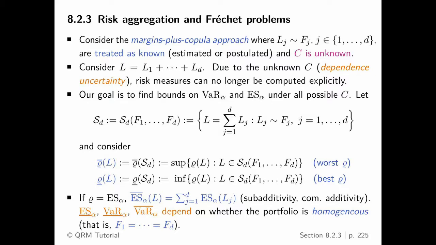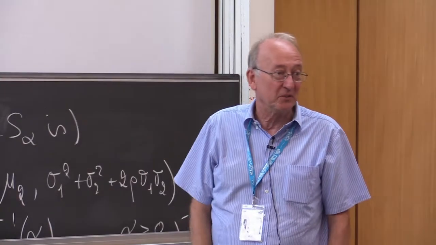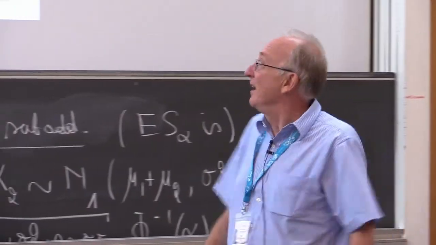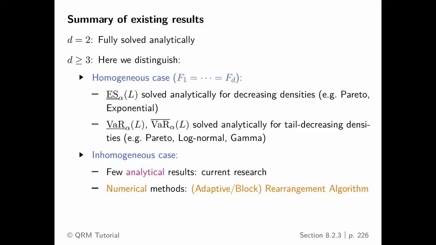Now expected shortfall is subadditive. That's one thing, it's important. And secondly, the worst is achieved under comonotonicity. And that gives you the solution. All these other numbers are difficult. There's no easy solution. And the summary, and here I stop, I think, and that leads nicely to you.